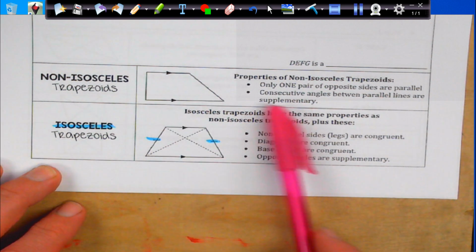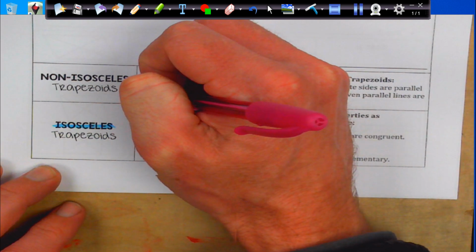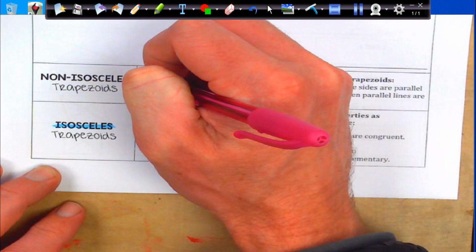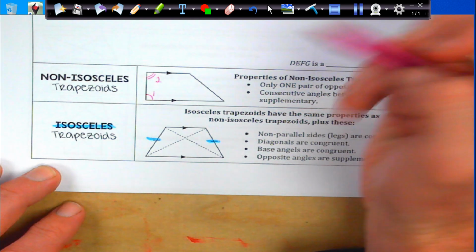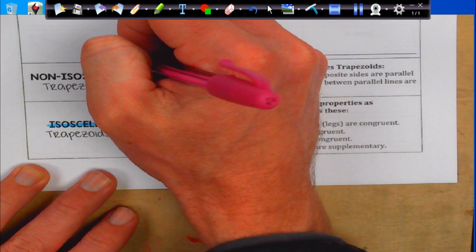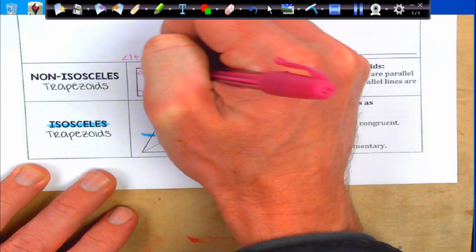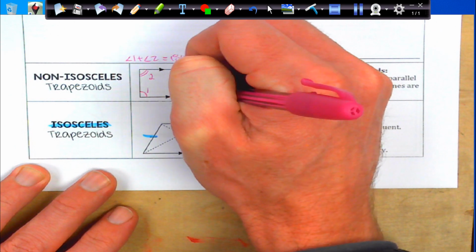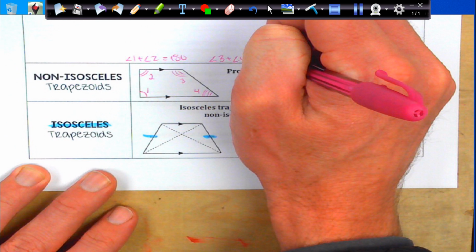and consecutive angles between parallel lines are supplementary. So basically, it's saying angle 1 and angle 2 here are going to add to 180, and also these ones as well. So we would say angle 1 plus angle 2 equals 180, and then we would say 3 and 4 equal 180.